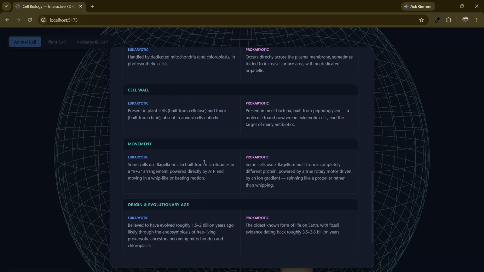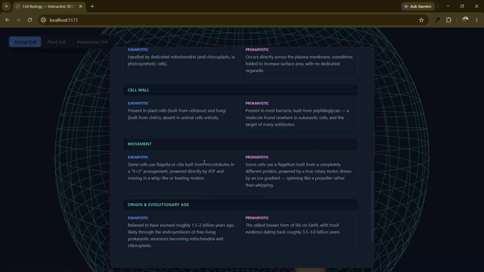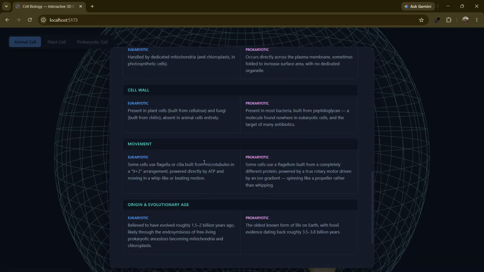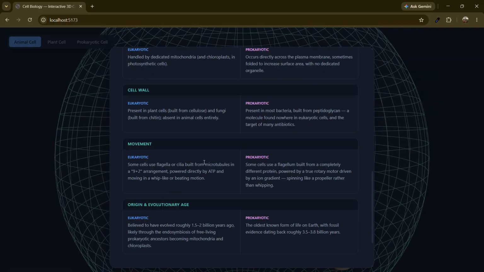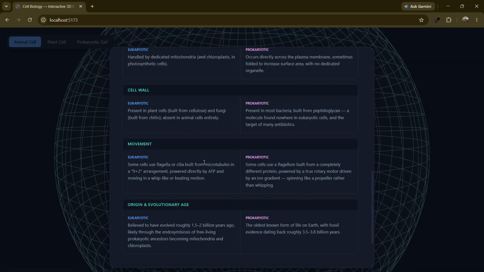I've been wanting to do something like this for a while because I love biology. And I was pulling out old textbooks from college. I was looking through a bunch of my notes. Yes, I keep all that stuff.